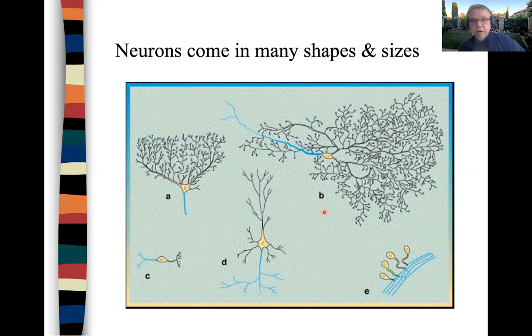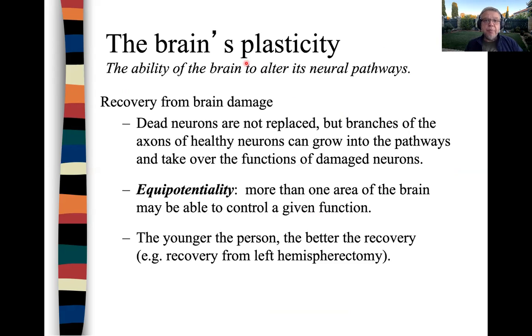So this is biology. The brain's plasticity, which is the ability of the brain to alter its neural pathways. So this is a very interesting property of the brain. Recovery from brain damage. So the dead neurons are not replaced, but branches of the axons of healthy neurons can grow into the pathways and take over the functions of damaged neurons.